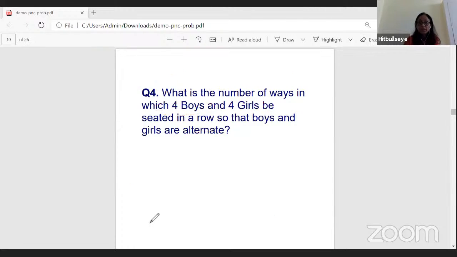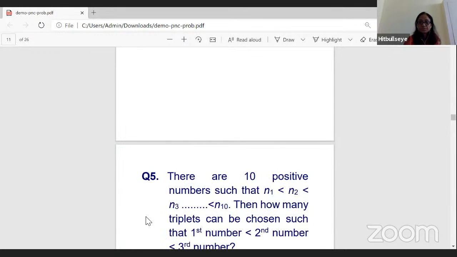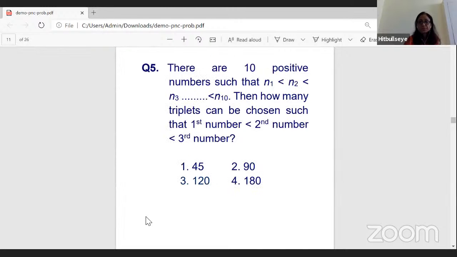Done? Okay, let's take up another question. This is a very interesting question. Look at its language very clearly and then think what do we do. So what do we do in this question is basically focus on the language. It's not that difficult as it looks.